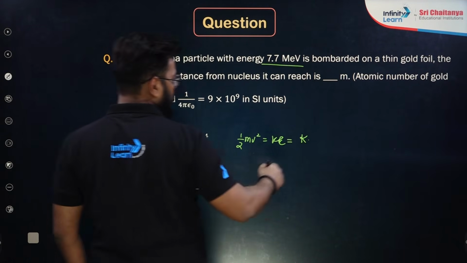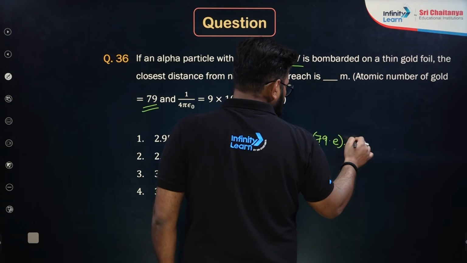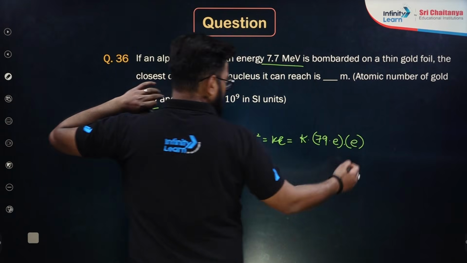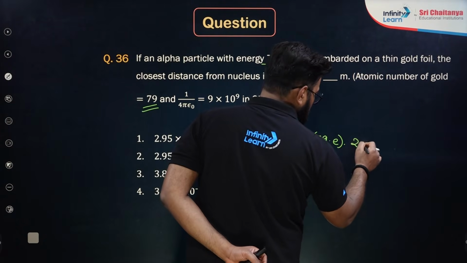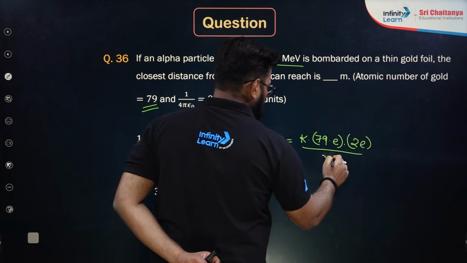So the atomic number of gold is 79, so 79 into e. For the alpha particle, you have the charge 2e, whole divided by the minimum distance, which is r minimum, whole square.